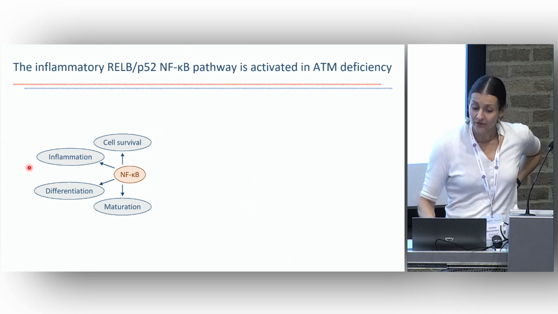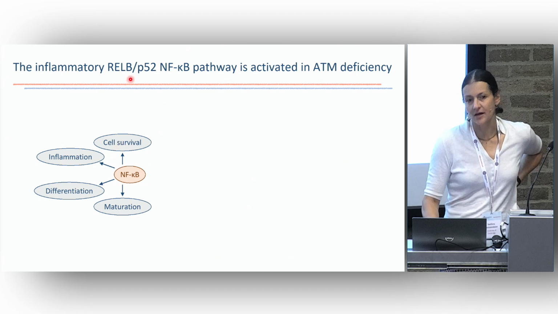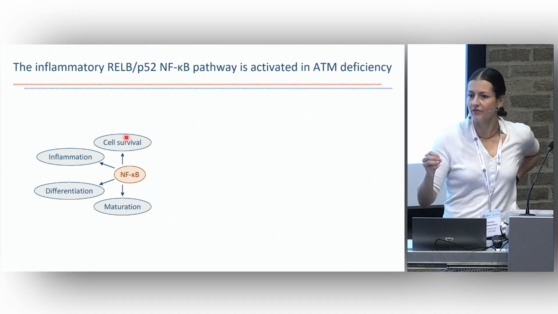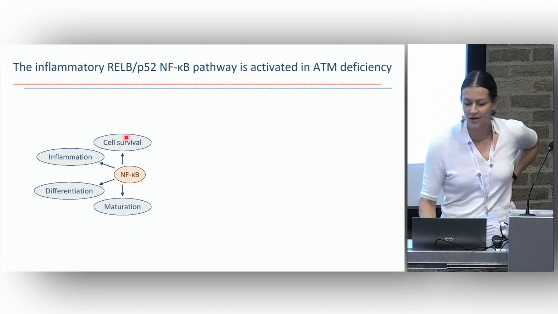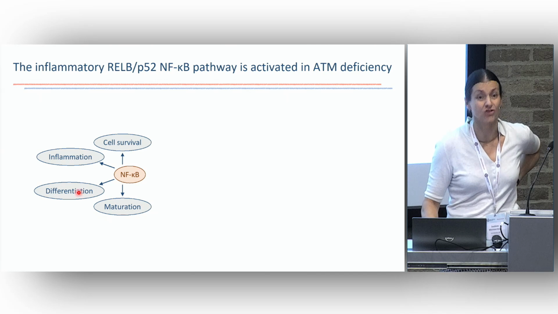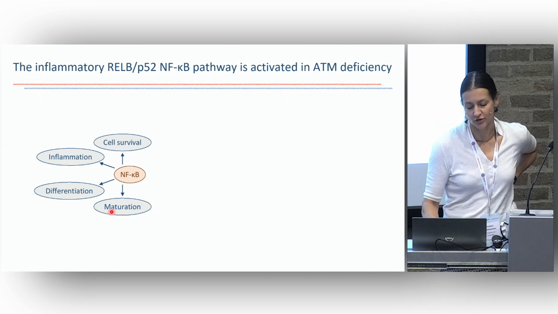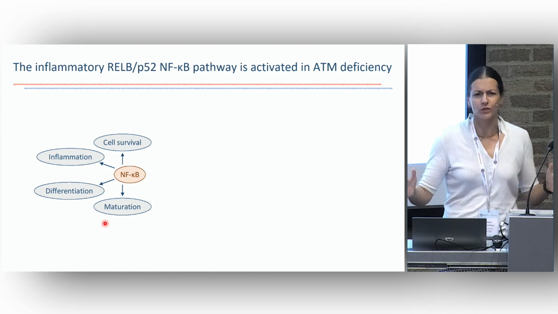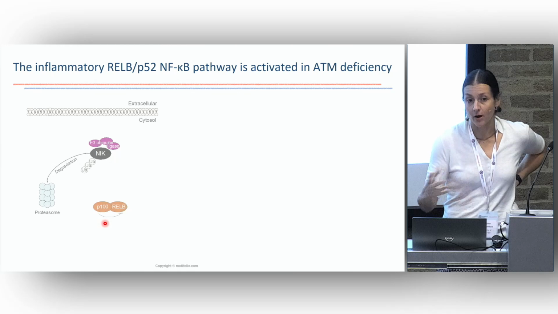So they drive inflammatory responses and cell survival responses. This particular subpathway also seems to have roles in specific cell types, which are, again, cell-type specific, such as differentiation of T cells and maturation of dendritic cells. We're not sure what it does in microglia, but again, we're working on it. Now, how does the pathway work?